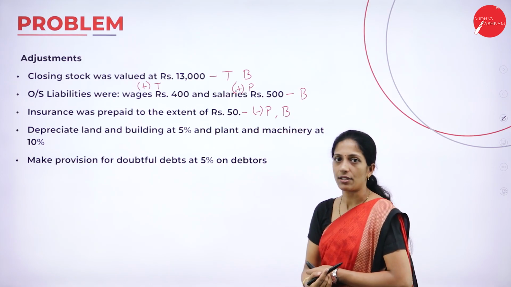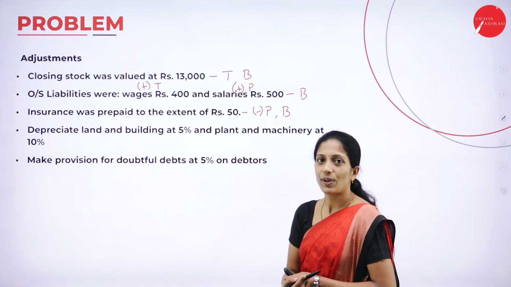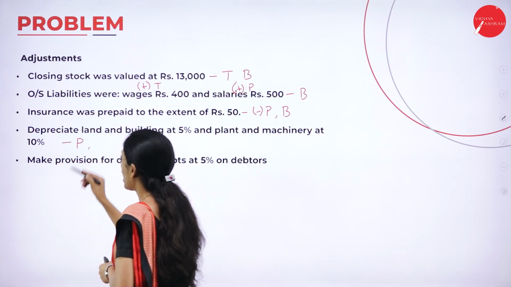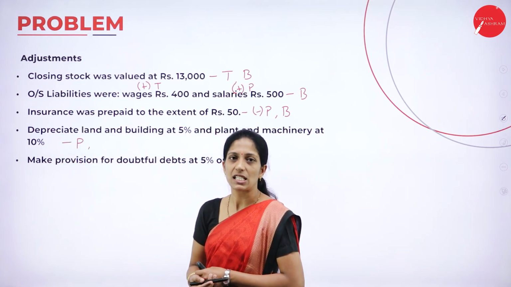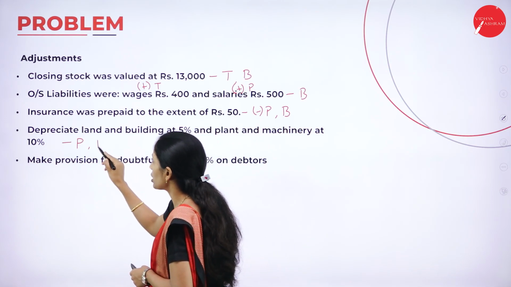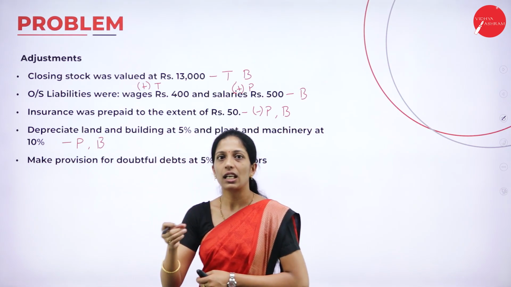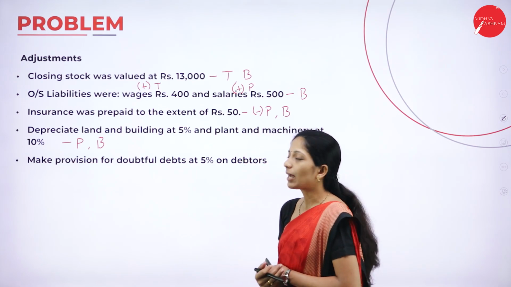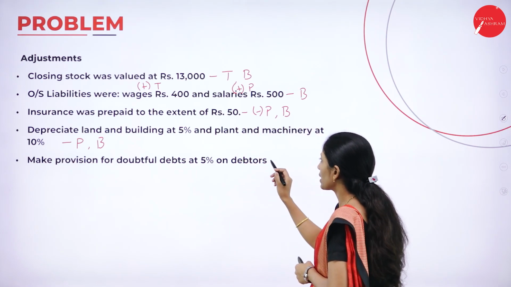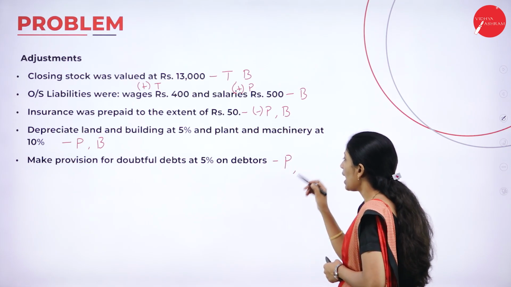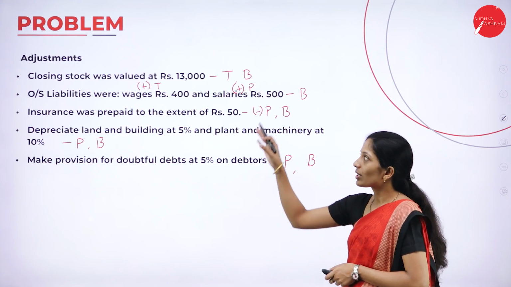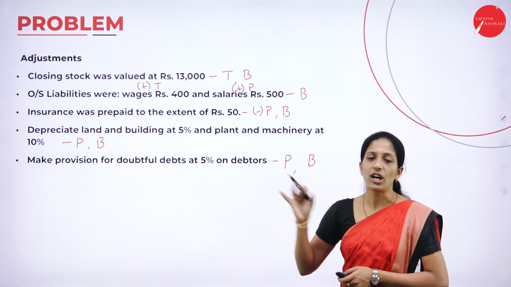Depreciation. So we have to take in profit and loss account, that is in the debit side, and we have to deduct from the respective asset in the balance sheet. So depreciation means what? Decrease. So we have to minus in the balance sheet. Make provision for doubtful debts. So we will take in profit and loss account once and minus in the balance sheet from the debtors. So these are the adjustments. So hope you are clear.